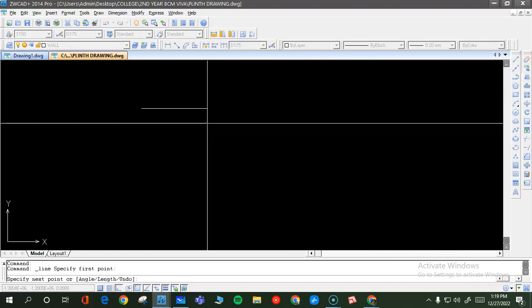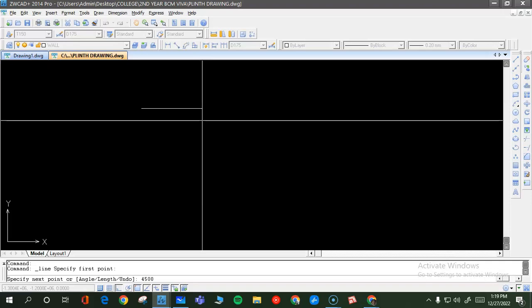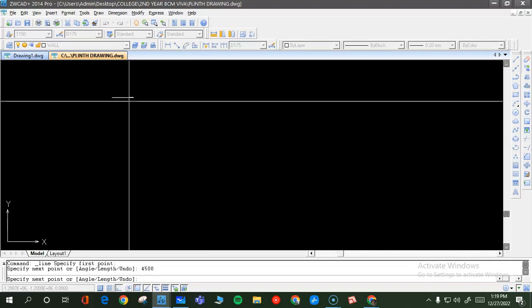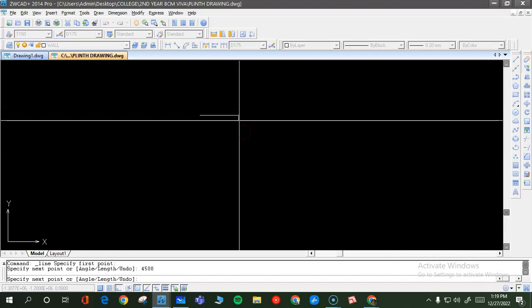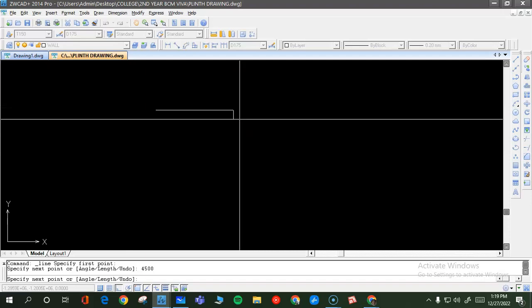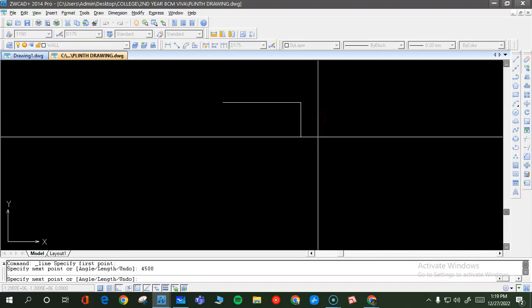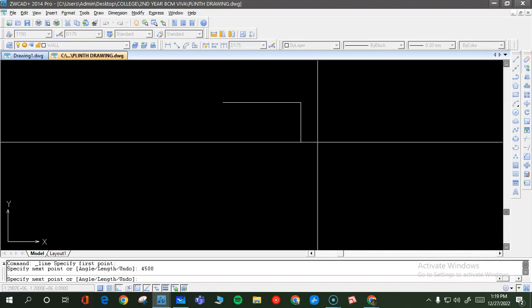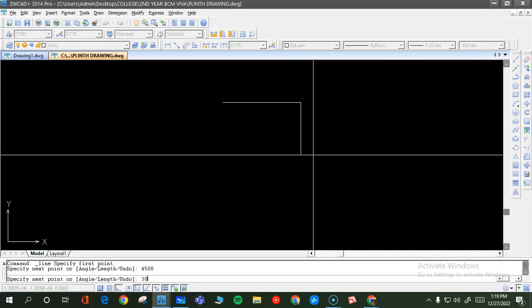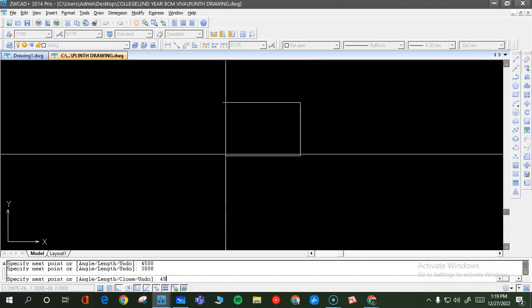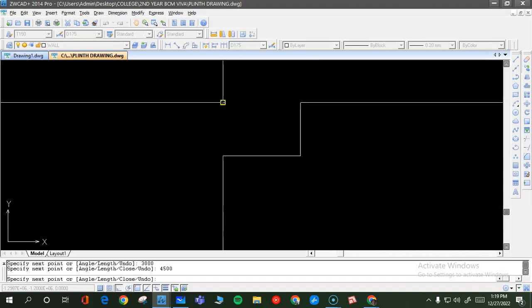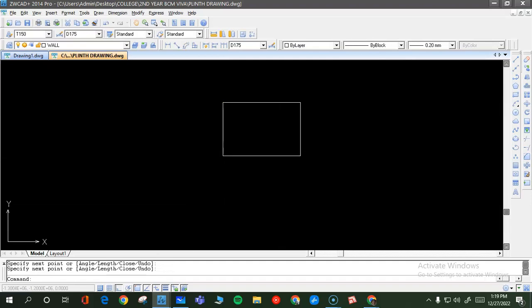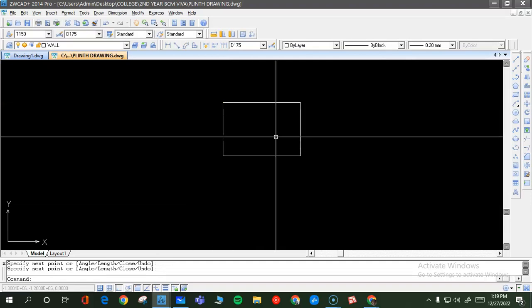Now here I will take a dimension of 4.5 meter, that is 4500 mm. Normally you should do the drawing in millimeters. So 4500 mm by 3000 mm. So this is going to be the room which you are going to draw. This is the internal size of the room.